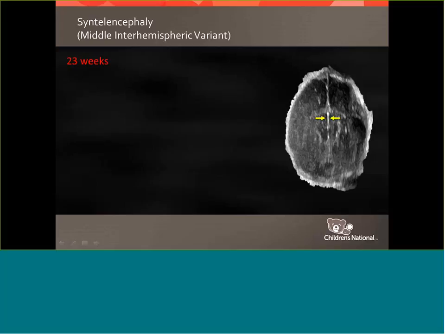So this ultrasound image through the basal forebrain, we can see that the yellow arrows are showing clear separation of the hypothalamus. So here's the midbrain. This would be the level of the hypothalamus. So this would essentially exclude the classical holoprosencephalies.